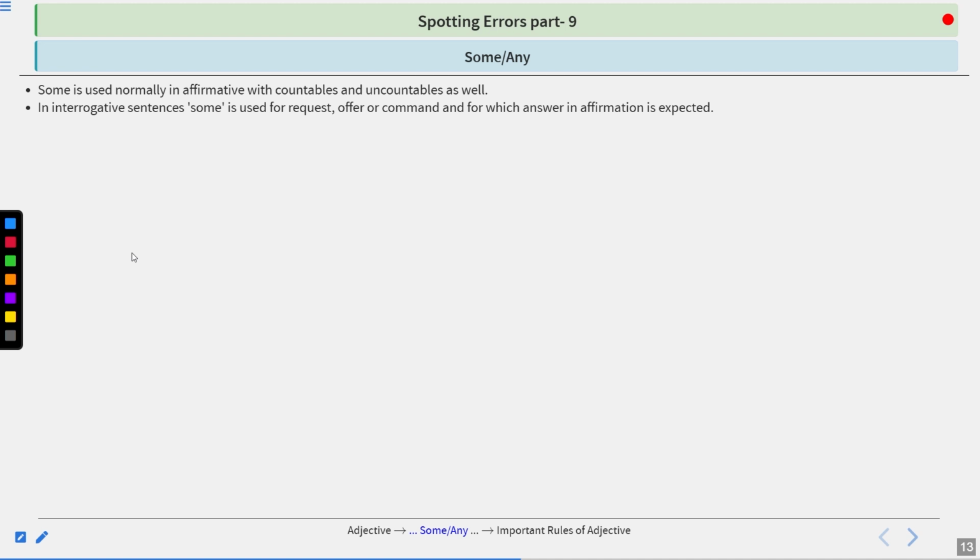Let's look at another. In interrogative sentences, some is used for request, offer or command, for which an affirmative answer is expected. So sometimes we use some to express request, offer, or command, and in this situation, an affirmative answer is expected. That is, somebody will say yes, and somebody is expected to say yes.